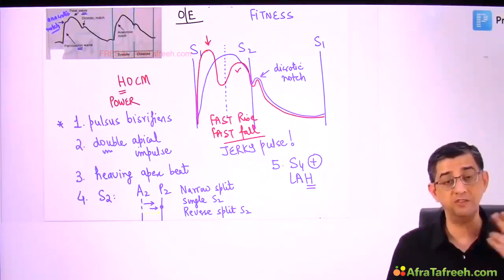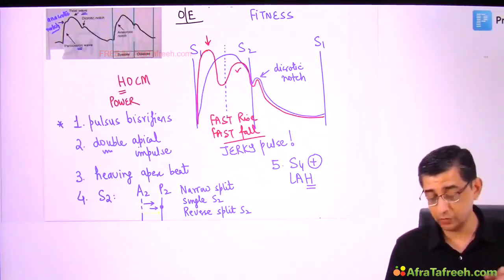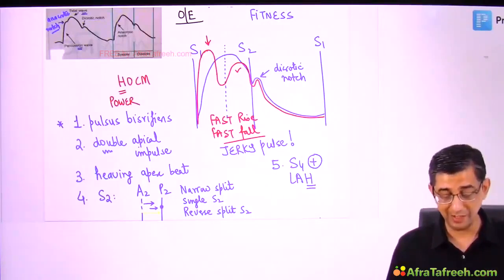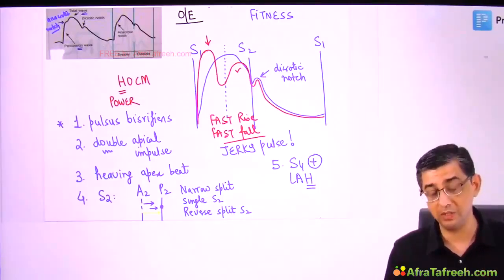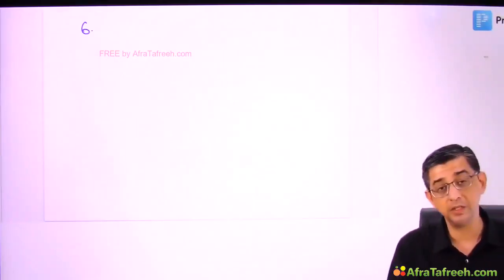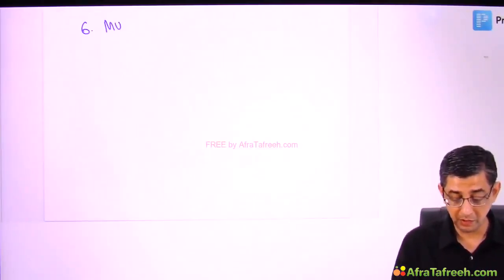Atrial systole occurs in the phase of ventricular diastole. So this forceful S4 might even be appreciated by you in the sense of what I mentioned with respect to a double apical impulse in the patient. And then we will talk about the murmur of this condition, which is again very characteristic. The murmur which is heard in this condition is an ejection systolic murmur.